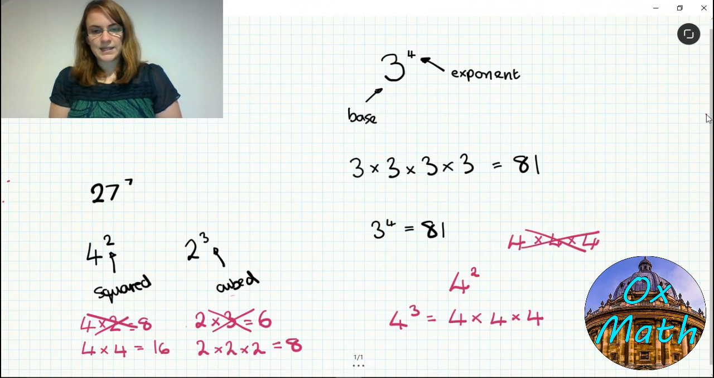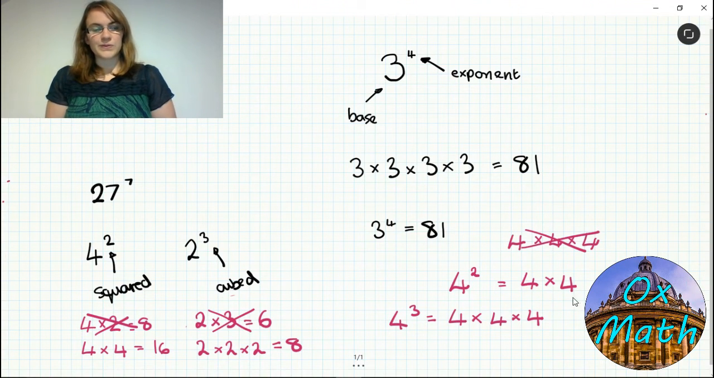4 squared means that we use 4 twice in a multiplication, so it is simply 4 times 4. You have started with 4 and multiplied it by 4 once, so you have used 4 in a multiplication twice. So 4 to the power 1, again, if you think of that as how many times you multiply 4 by itself, a lot of people would say that's 4 times 4, but we know that is 4 squared. 4 to the power 1 means you just use 4 once, so it is simply 4.